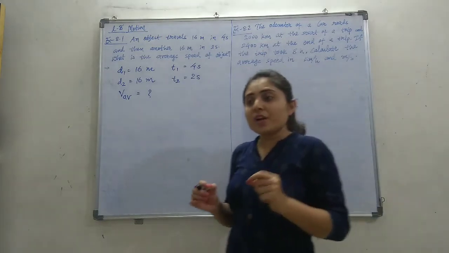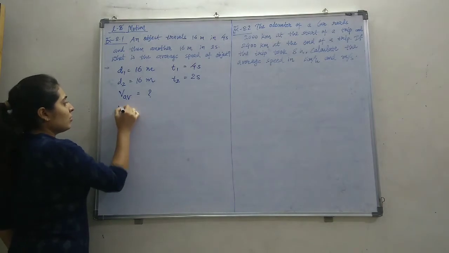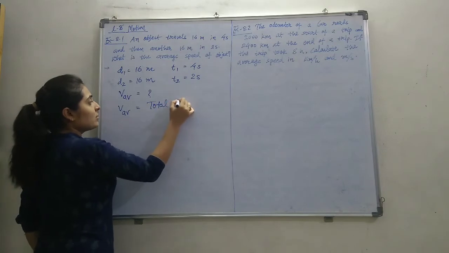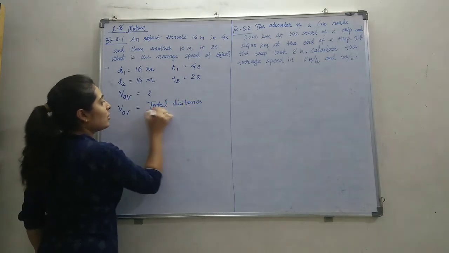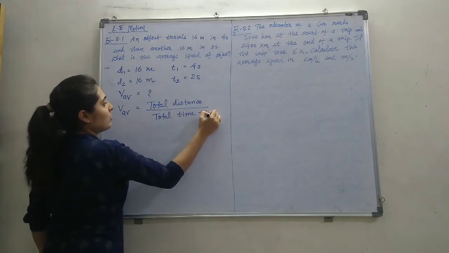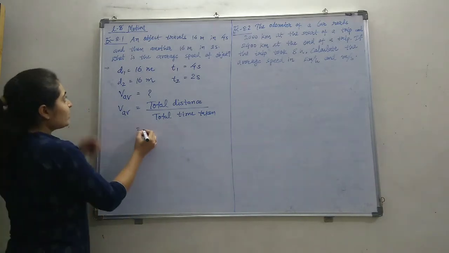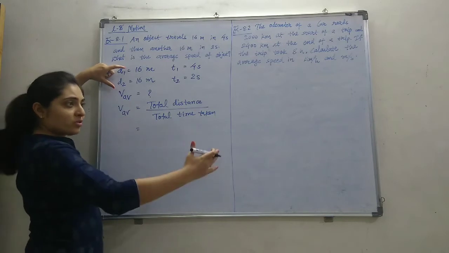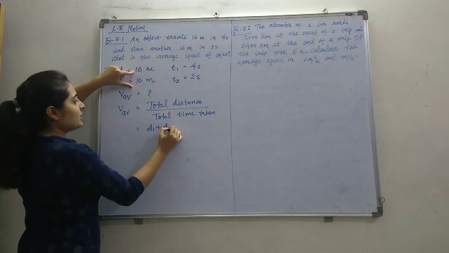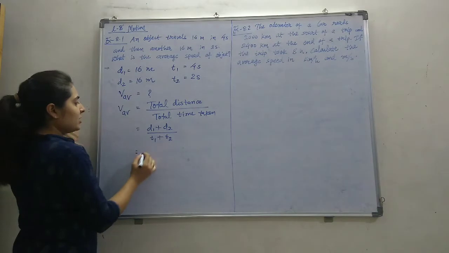The formula for average speed is V average equals total distance upon total time taken. The total distance traveled upon the total time. Total distance means there are two distances, first d1 and then d2, so the total distance will be d1 plus d2. And the total time will be t1 plus t2.